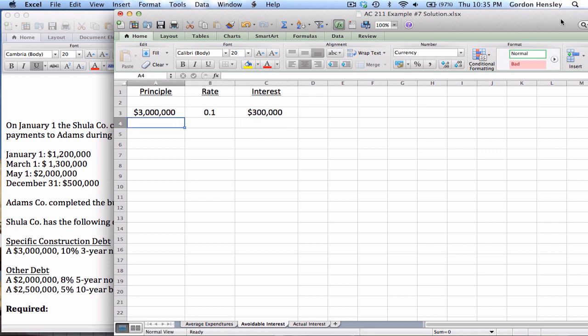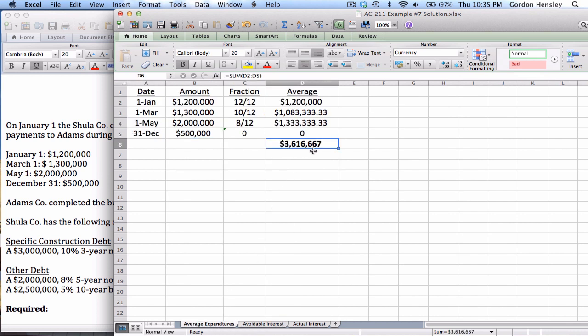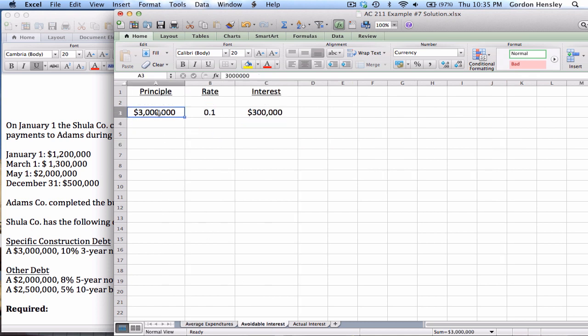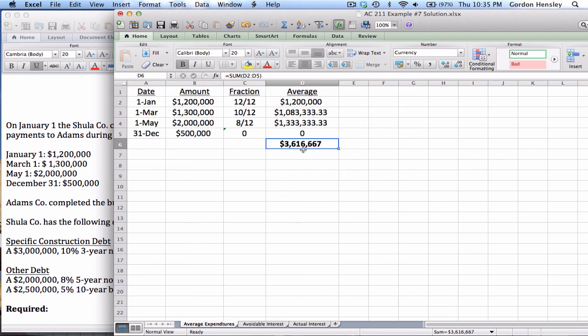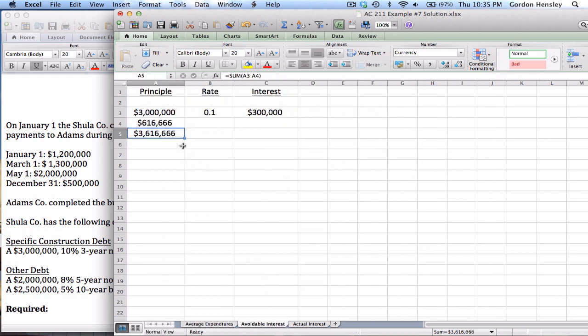Now, I also want to add to that a little bit more. How much more? Well, here's where I'm going to use my number that I got on part 1. I know that the total average expenditure was $3,616,667. So we're saying $3 million of that was the construction specific debt. So I want to add on another $616,666. So that way between the two of these, it will add up to the total. Because see, I want that total to match this total. So that's why I'm tacking that on. This number is the difference between the construction specific amount and the total weighted average.